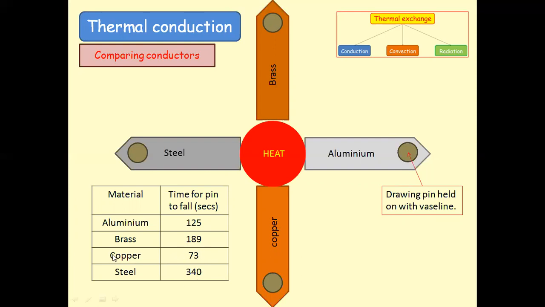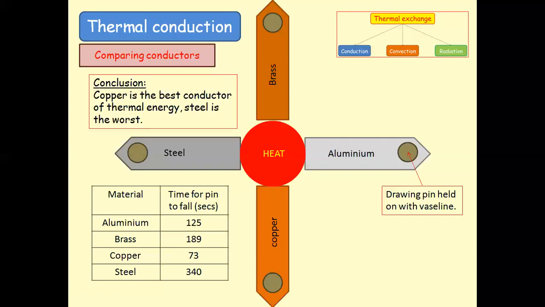As you see, the copper has the least time for the Vaseline to fall, and for steel, it is the highest, 340. The meaning of this is that copper is the best conductor, it takes the least time, while the steel is the worst of all, it takes the most time. So as you see, copper is the best conductor of thermal energy, with steel being the worst one.